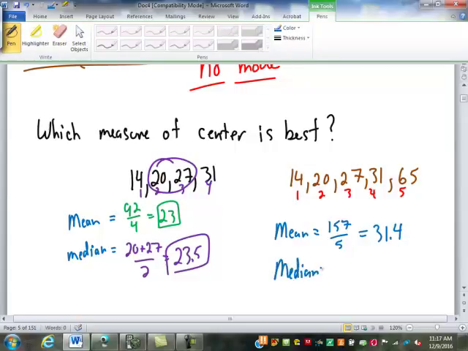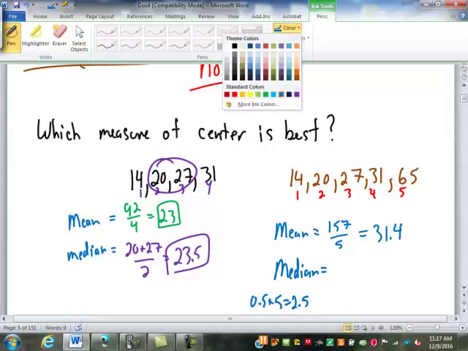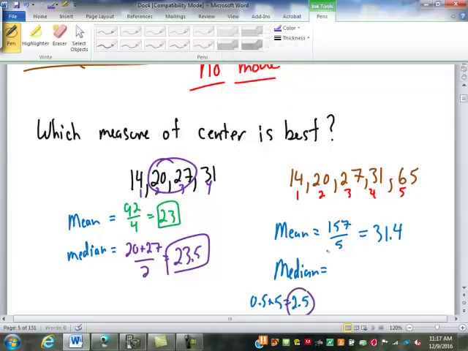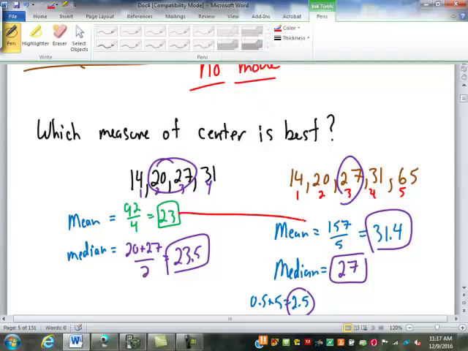Our median, well, there's 5 numbers. So 0.5 times 5 is going to be 2.5, which is telling me that the median is the number in which position? Round up to the 3rd position. So it's 27. Which one was affected the most here? Well, the mean went from 23 all the way up to 31. The median went from 23 up to 27. The mean was affected the most. So the median is generally viewed as a better measure of center because it's more stable.